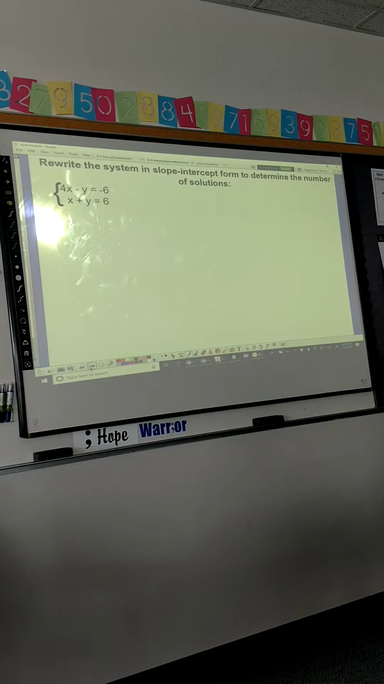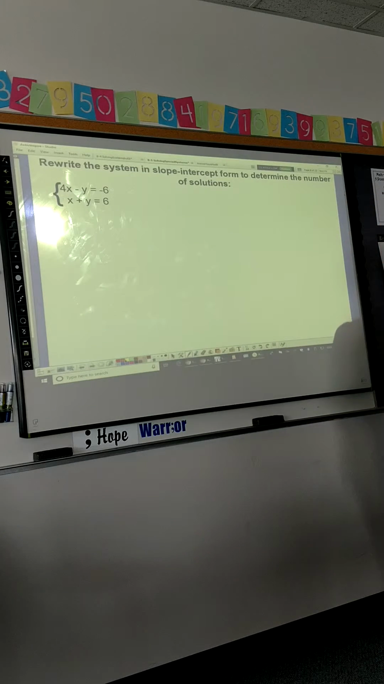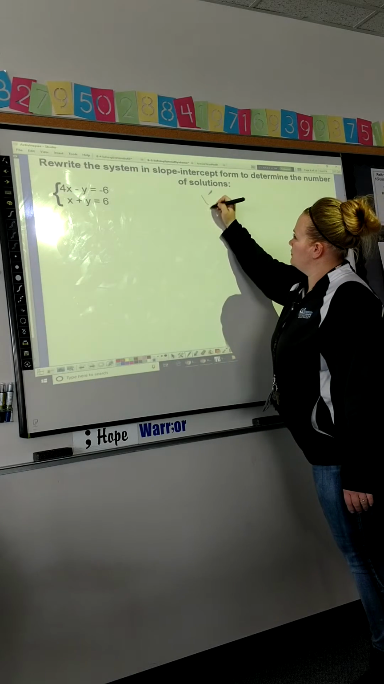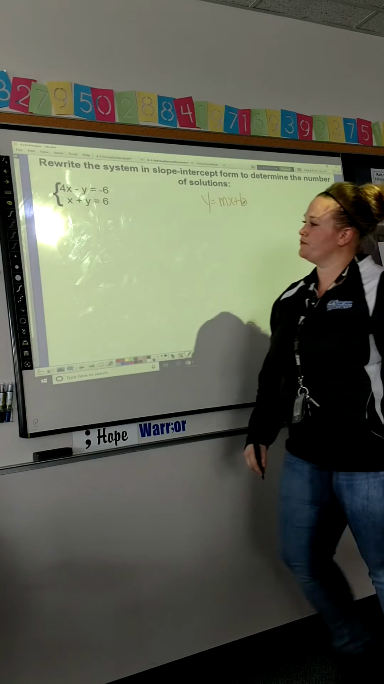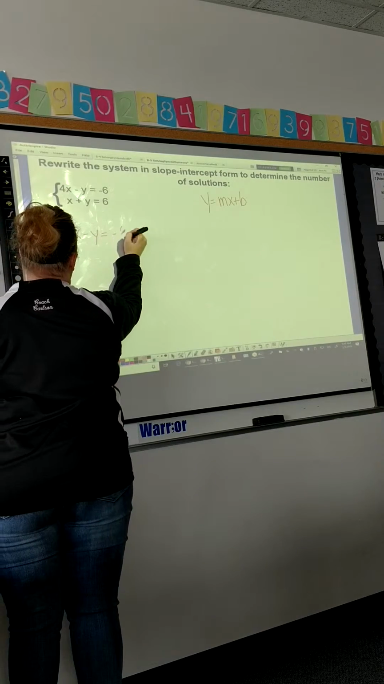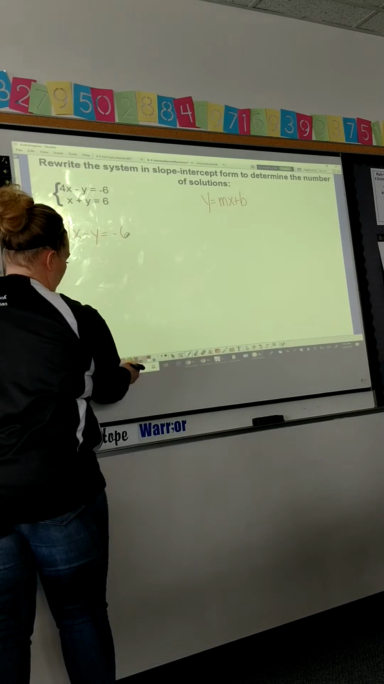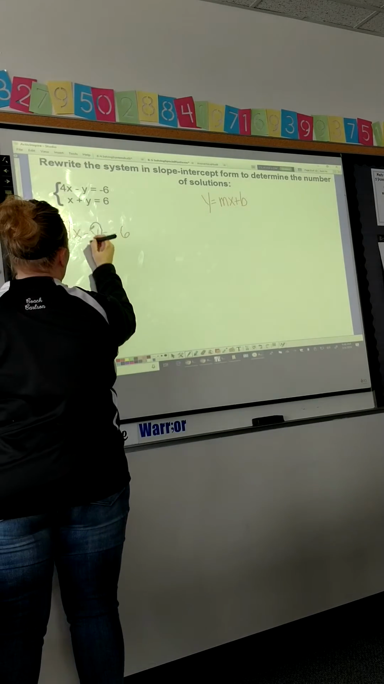This one gives you a suggestion instead of choosing. It says rewrite the system in slope-intercept form to figure out how many solutions they have. So we're going to practice that. What's slope-intercept form again? y equals. Is the first one in y equals? No, none of them are. In fact, we're like, yay, elimination, but we can't do it. So this guy has to be by himself.